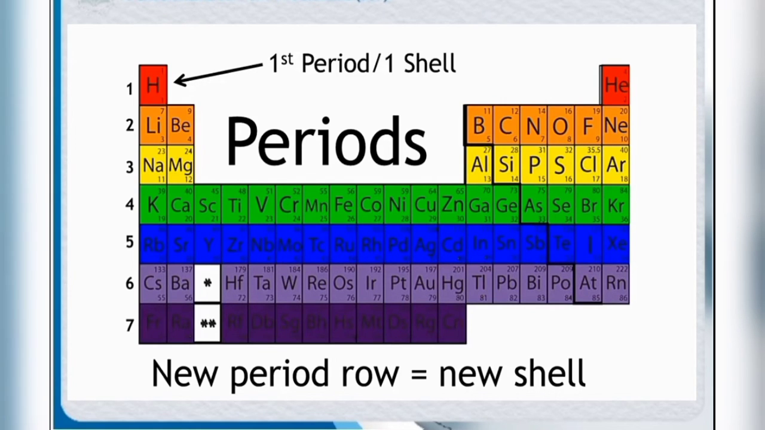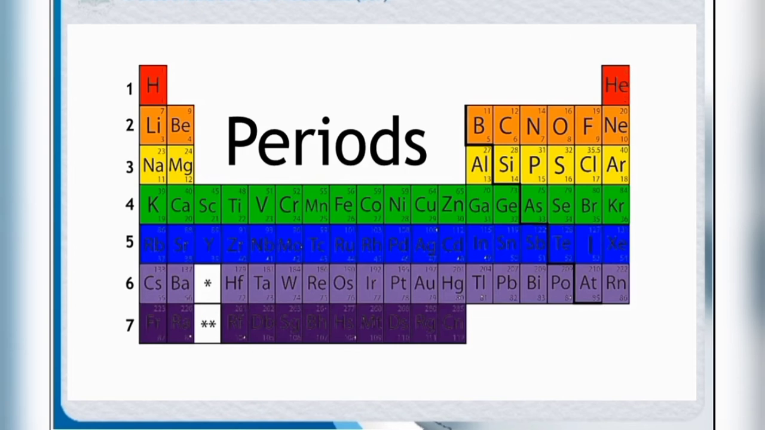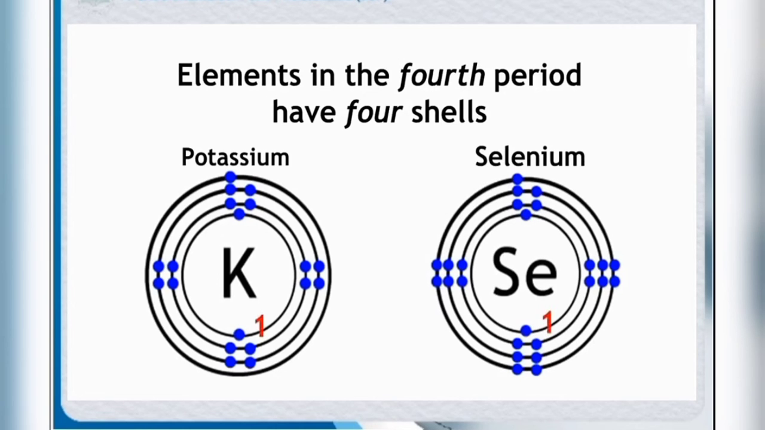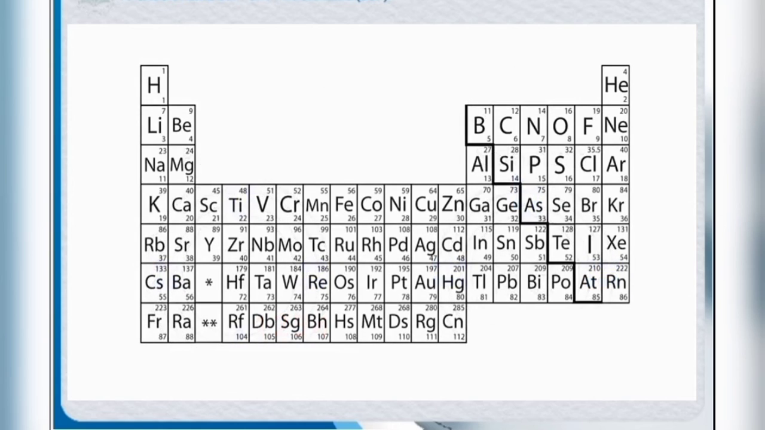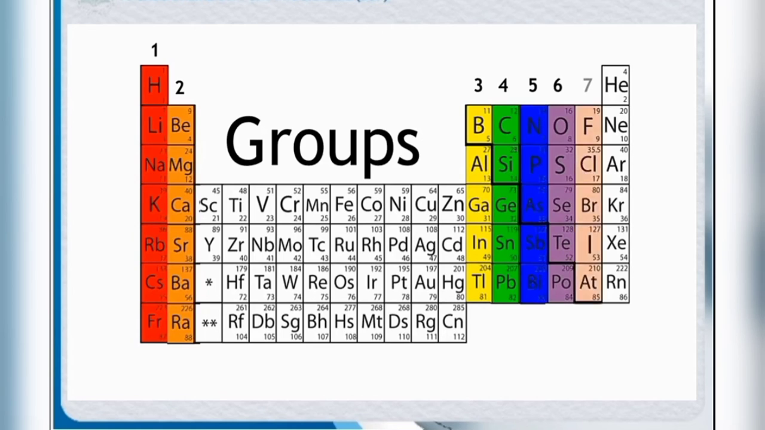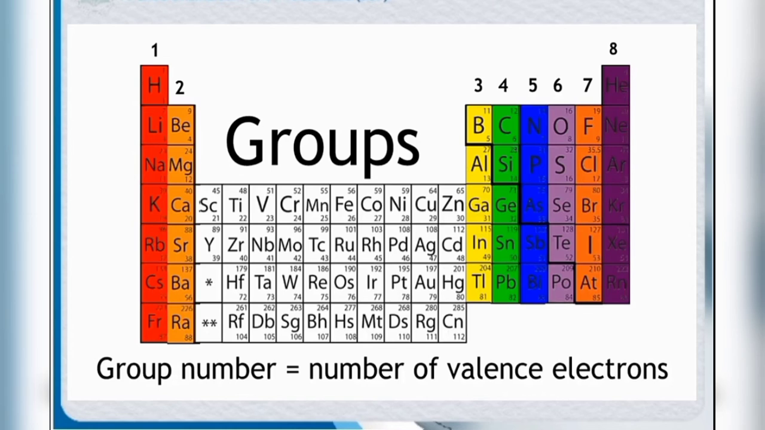Hydrogen is in the first period. It has one shell. Potassium is in the fourth period and has 4 energy shells, as do all the other elements in this period. The columns going down from top to bottom are the groups. Elements in the same group also have something in common. Elements in the same group have the same number of electrons in their outermost shell. The electrons in the outer shell are called valence electrons. This just means that these are the electrons available for reactions and bond formation. The number of electrons in the outer shell governs elements' reactivity, which is why elements in the same group have similar properties.